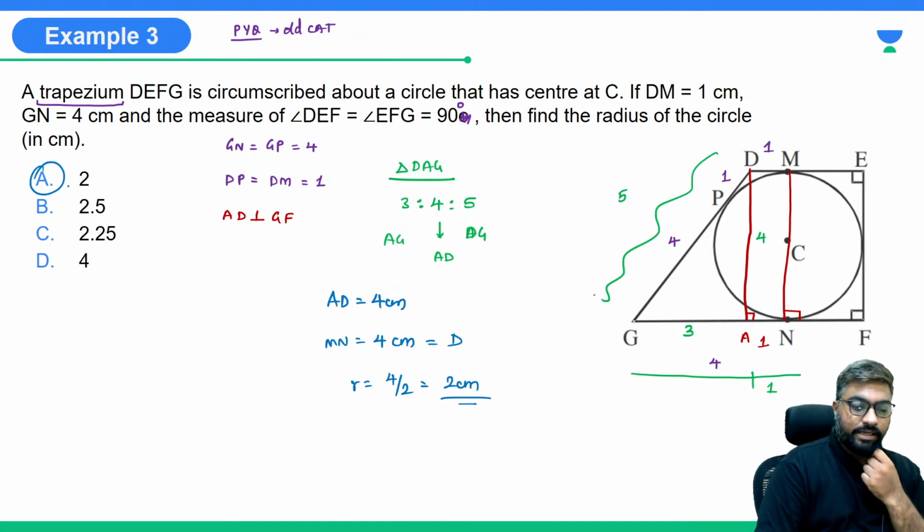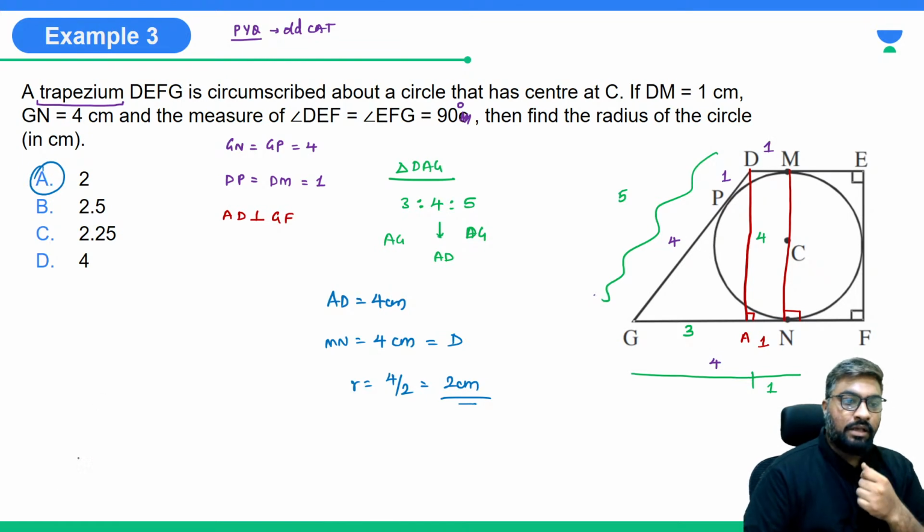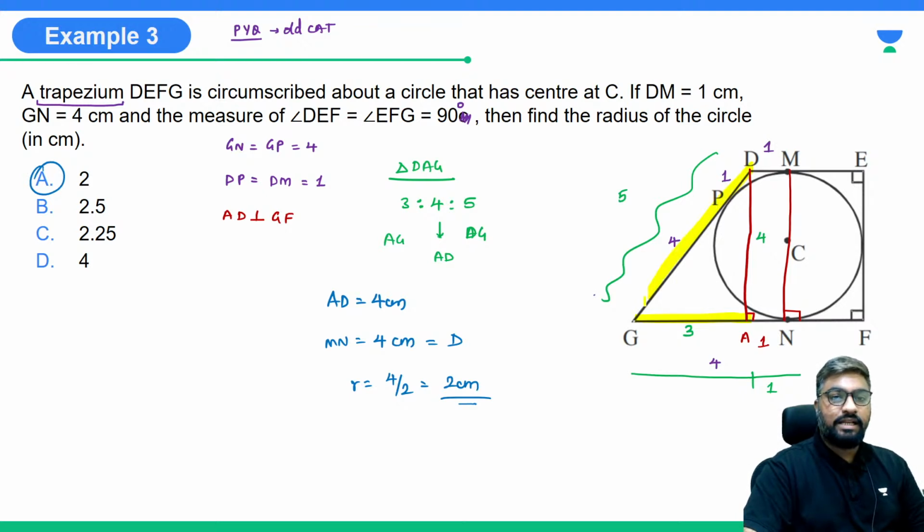I hope this is clear, okay? It's actually a simple question. This is 4 units, 4 centimeters, and this is 1 centimeter, so automatically this is 3 centimeters. This is a right angle triangle. We found this 5, so 5, 3, and this has to be 4. Pythagoras theorem: 5 square minus 3 square. 25 minus 9 is 16. Square root of 16 is 4. Okay? Got it?